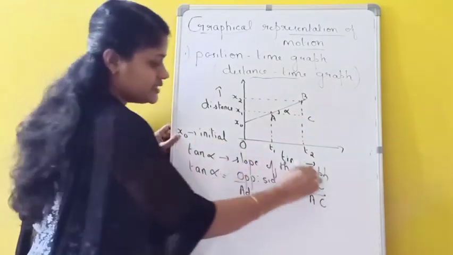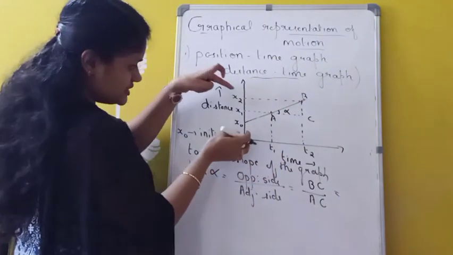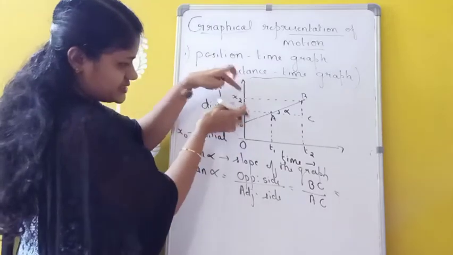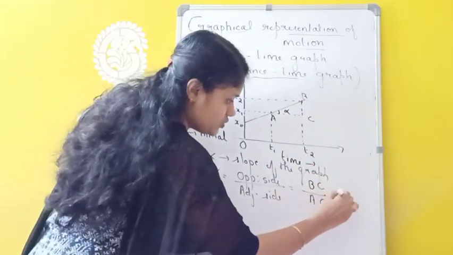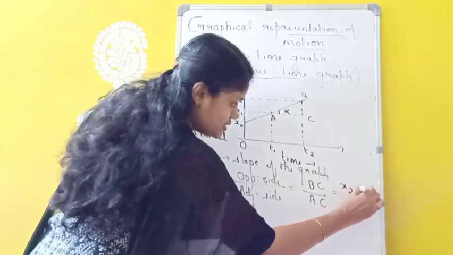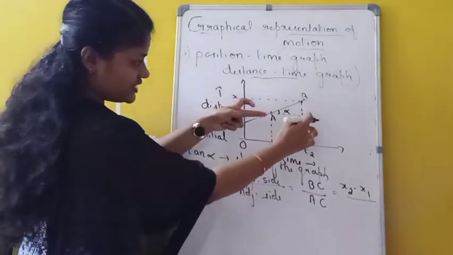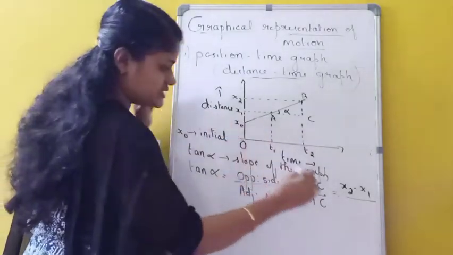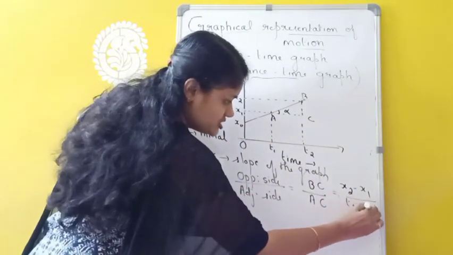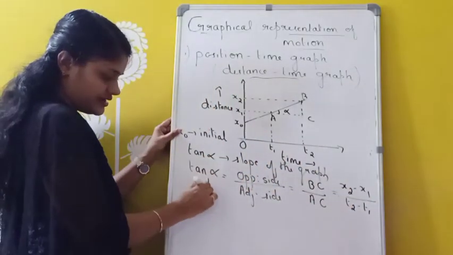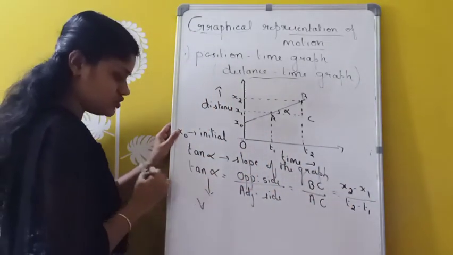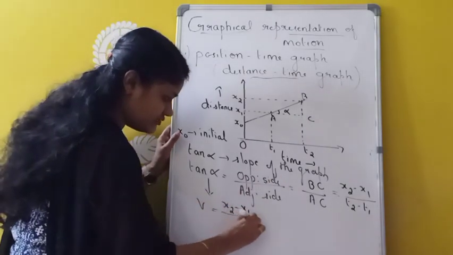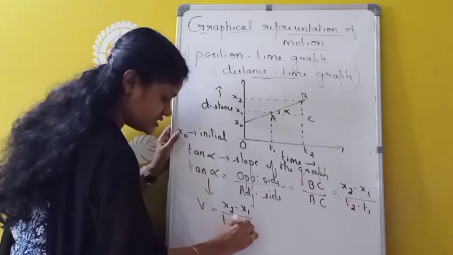So tan alpha is BC by AC. What is BC? This much is x2 and this much is x1, so BC is x2 minus x1. Instead of AC, we can write T2 minus T1. But we know that tan alpha will give which quantity? Velocity. So the velocity of the object is given as V equals x2 minus x1 divided by T2 minus T1.